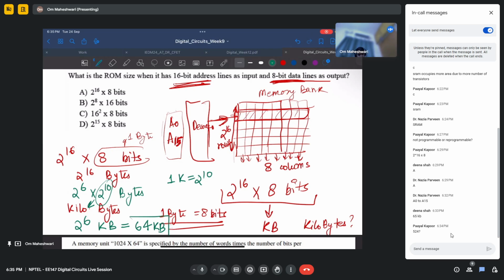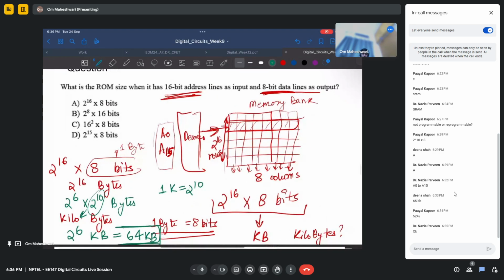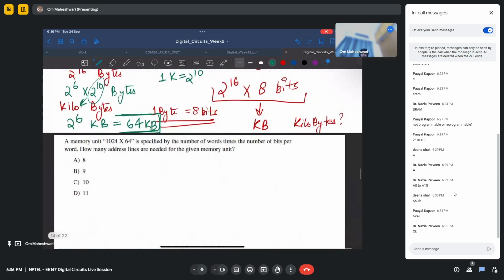So your answer is 64 KB. 65 is also correct. Actually, it is not wrong, but yeah. Okay, so let us see the next one.